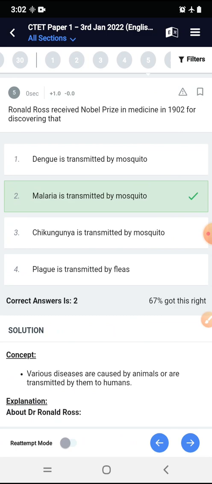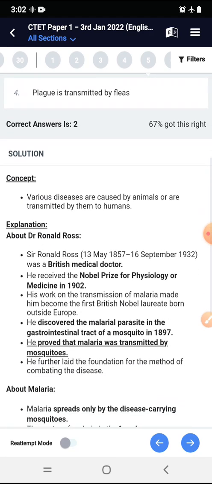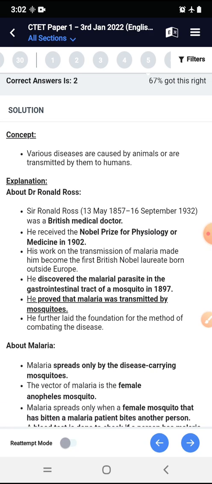Ronald Ross received the Nobel Prize in Medicine in 1902 for discovering that malaria is transmitted by mosquito. Sir Ronald Ross was a British medical doctor. He received the Nobel Prize for Physiology or Medicine in 1902. His work on the transmission of malaria made him the first British Nobel laureate born outside Europe. He discovered the malaria parasite in the gastrointestinal tract of a mosquito in 1897. He proved that malaria was transmitted by mosquitoes. He further laid the foundation for the method of combating the disease.